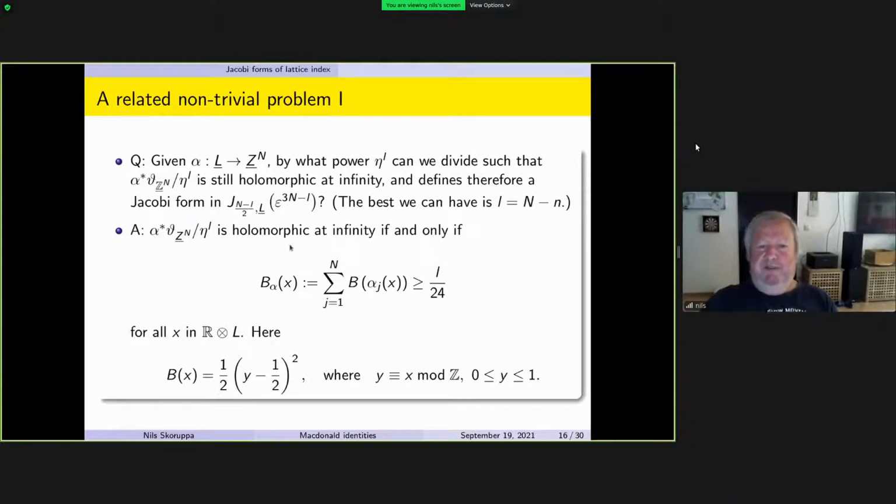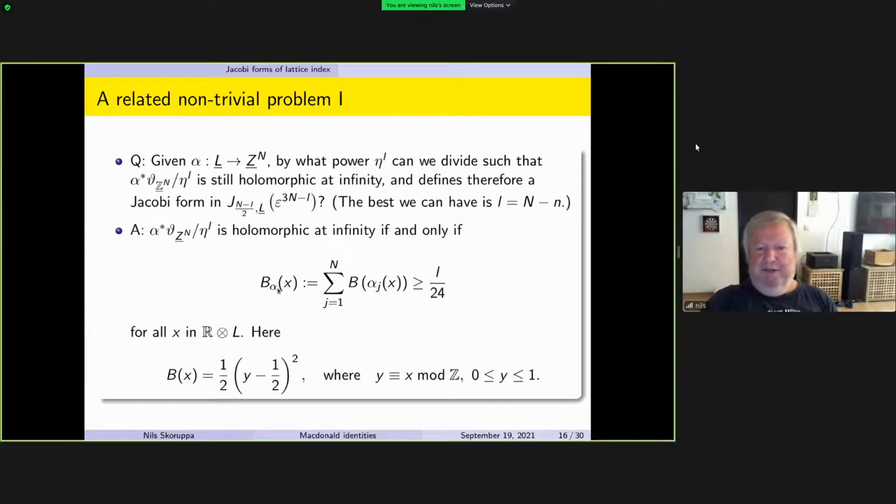infinity, but the condition is: it's holomorphic at infinity if and only if this sum that you see here, this finite sum with a certain function b, alpha jx, the components of this one, is always, for all x in R tensor lattice, so this R vector space generated by the lattice, greater or equal to L over 24. So this L that you see here, L over 24, that one has to work out. It's not very difficult to prove this, but it's an essential point.